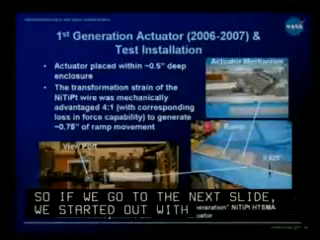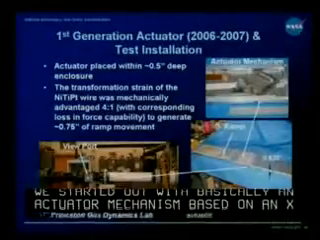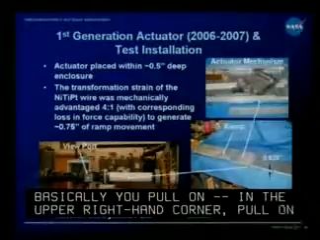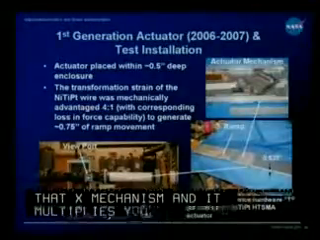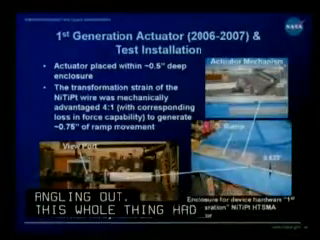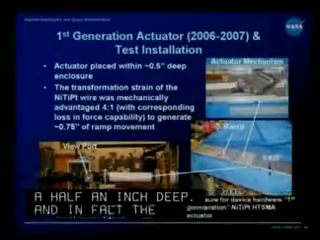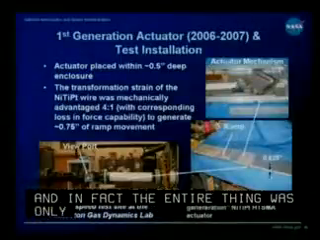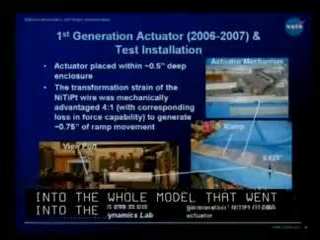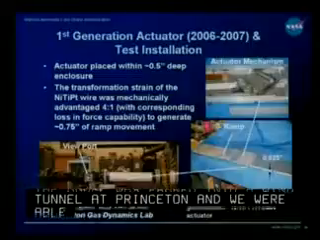So if we go to the next slide, we started out with basically an actuator mechanism based on an X design. What we did by doing that is you pull on, in the upper right-hand corner, that X mechanism and it multiplies your strain by a factor of 4 by angling out. This whole thing had to fit within hardware that was about a half an inch deep, and in fact the entire model that went into the wind tunnel was only about 6/10 of an inch thick. The model was loaded into a wind tunnel at Princeton, and we were able to generate about 3/4 of an inch of ramp movement with the shape memory alloy.